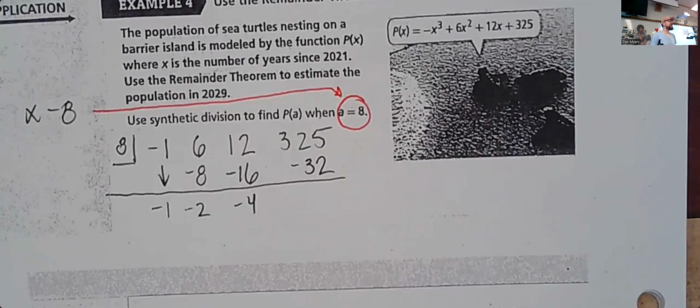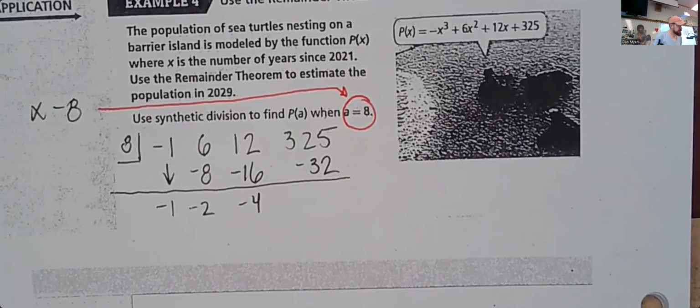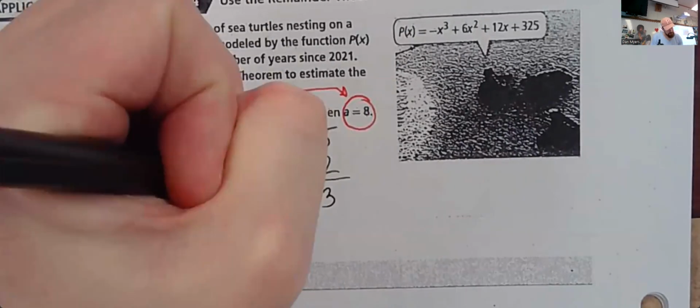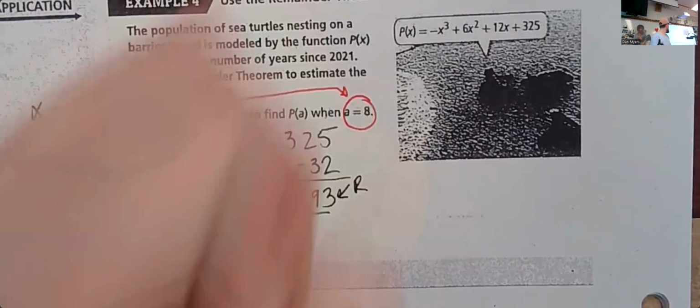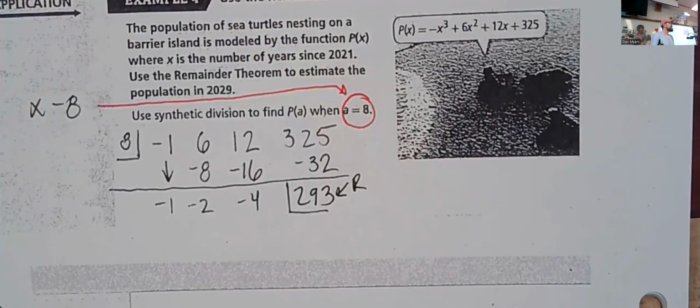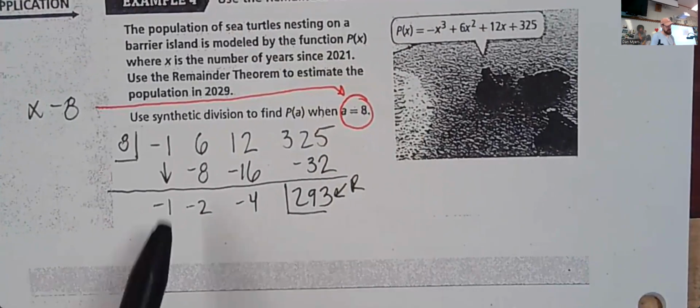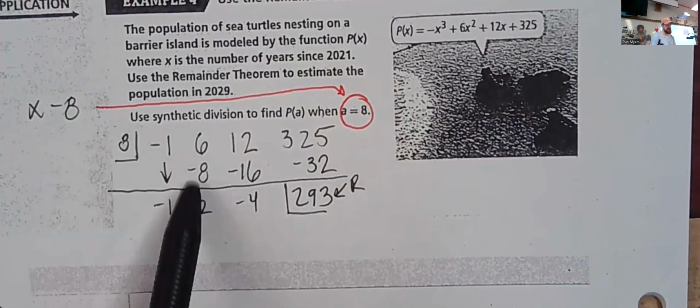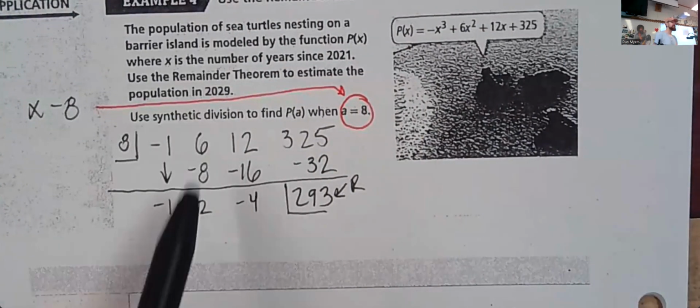All right. What's our remainder? The remainder is 293. Good. So there's our remainder of 293. So if you just go through the synthetic division process, bring down the -1. -1 times 8 is -8. 6 plus -8 is -2.